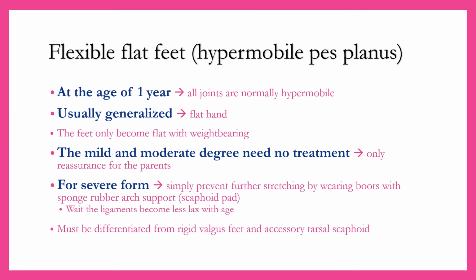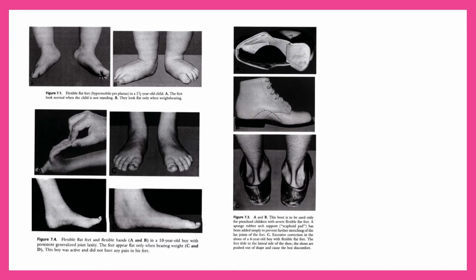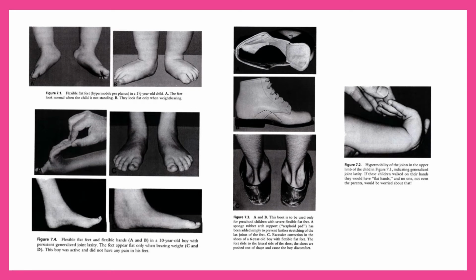It must be differentiated from rigid valgus feet and accessory tarsal scaphoid. This figure shows flexible flat feet in a 1.5-year-old child. The second figure shows both flexible flat feet and flexible hand in a 10-year-old boy with persistent generalized joint laxity. This figure shows a boot that is used only for preschool children with severe flexible flat feet. The last figure shows the hypermobility of the joints in the upper limb.